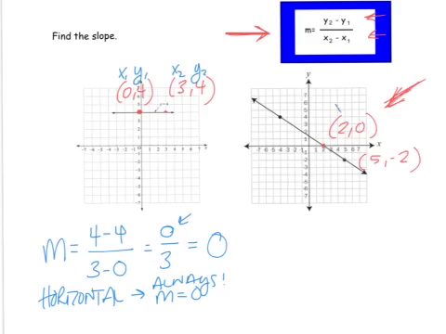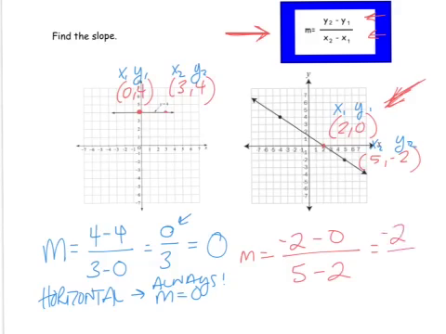Remember to label x1, y1, x2, and y2. And then go ahead and let's do the math. y2 is -2 minus 0 over 5 minus 2. -2 minus 0 is -2. 5 minus 2 is 3. This is already simplified, and there's our slope.